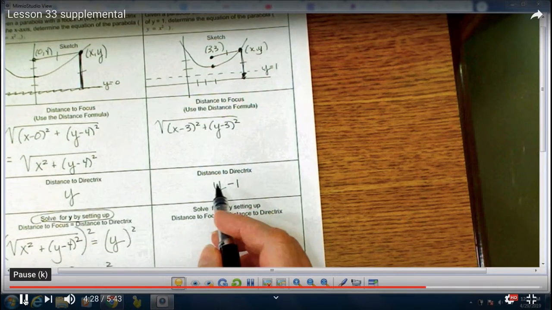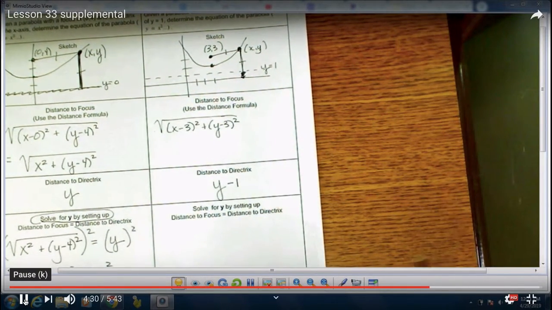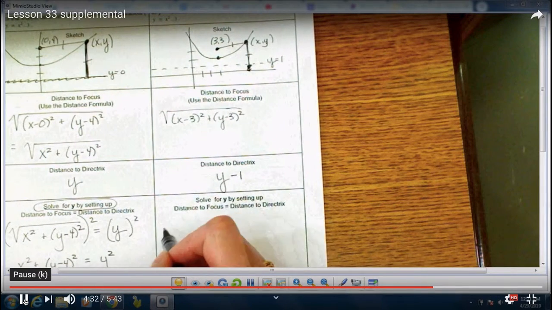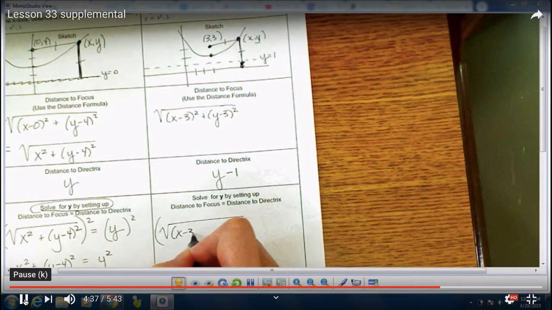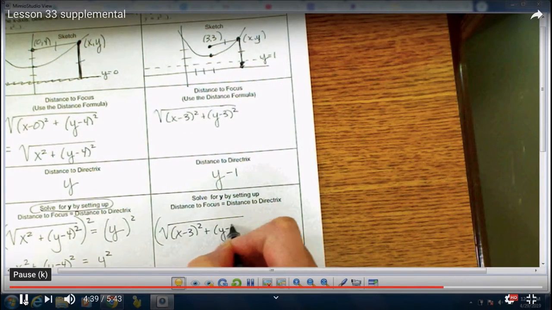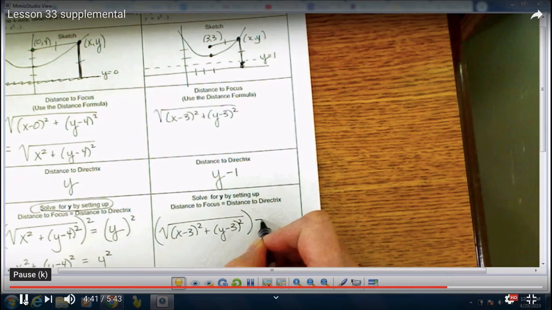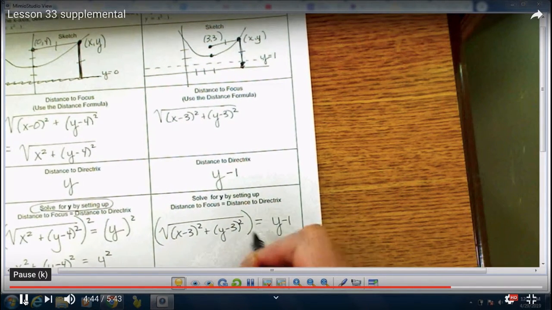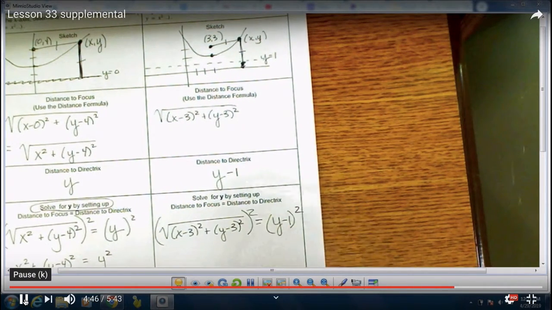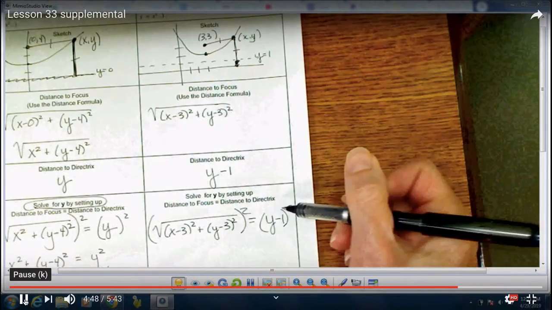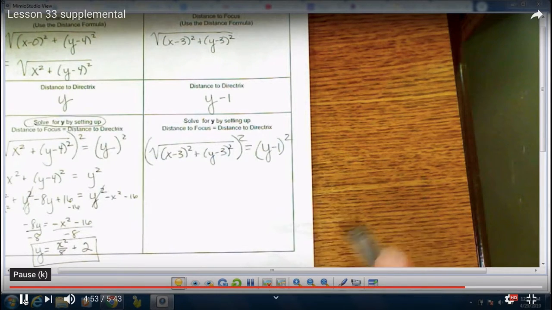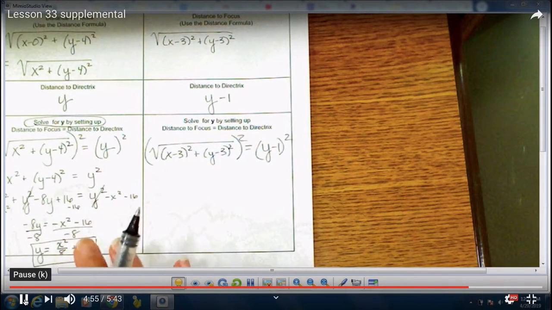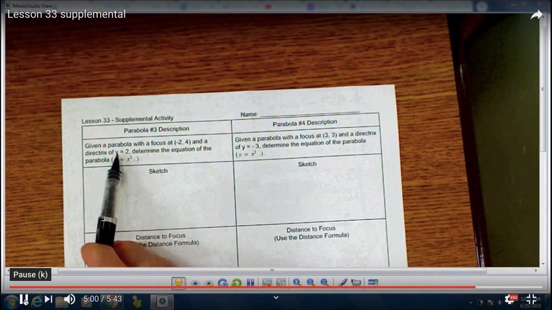And then we have to solve for y by setting up distance to focus equals distance to directrix. I'm just going to go ahead and get that all ready to square both sides. Okay, and then what I'm left with is just what's underneath the square root sign, okay, and then I would just keep going on.